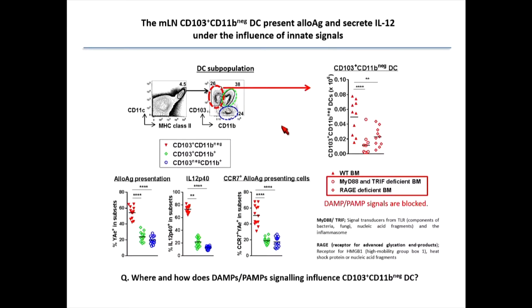So we look at the donor DC in the mesenteric lymph node. The DC are gated as MHC class II and CD11c double positive, and then we can separate three subsets. Here is a CD103 single positive, CD11b single positive, or double positive population. What we found is that the CD103 positive, CD11b negative population, shown in red here, has the highest capacity to present antigen.